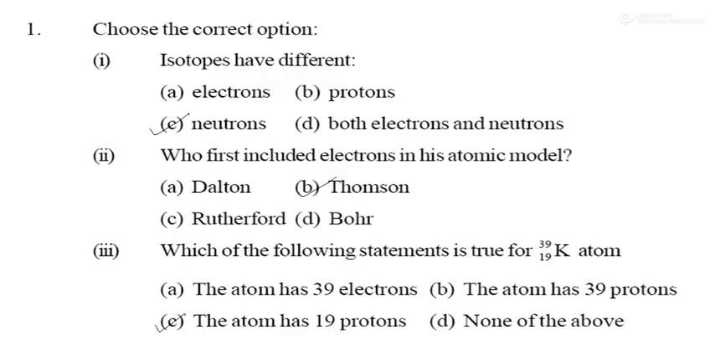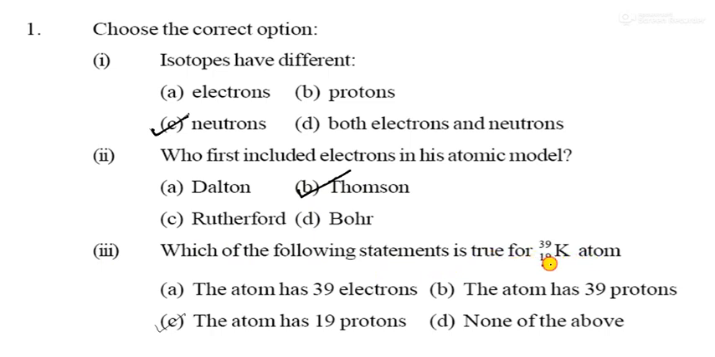Now come to the first question, choose the correct option. The first one: isotopes have different neutrons. So your correct answer is neutrons. Now, who first included electrons in the atomic model? The discovery of the electron in the atomic model was by Thomson. So the name is J.J. Thomson.